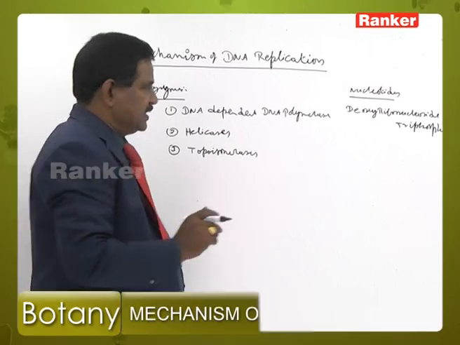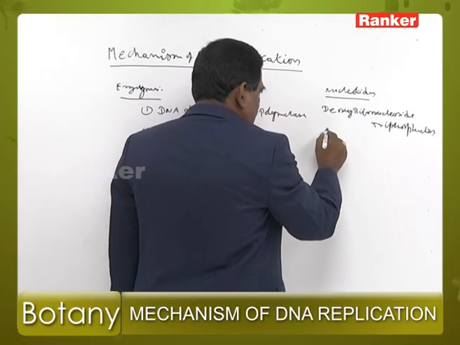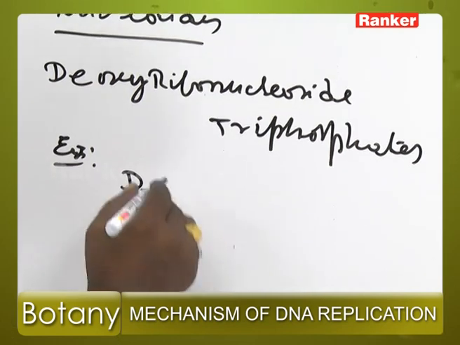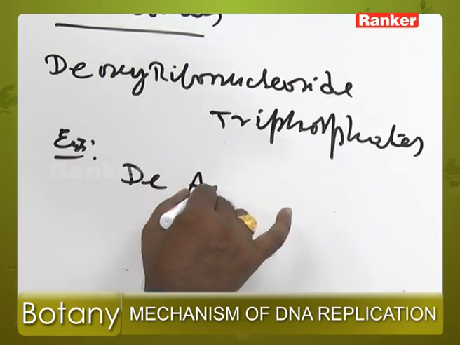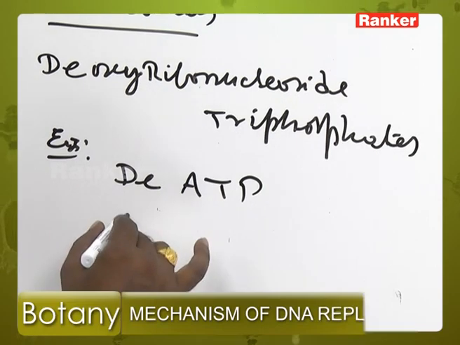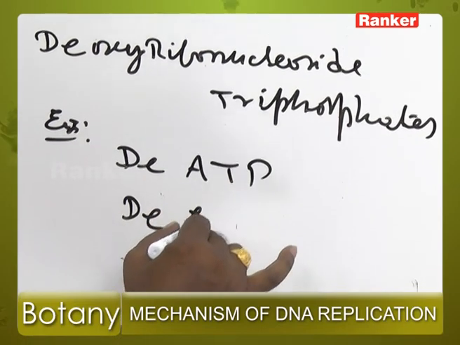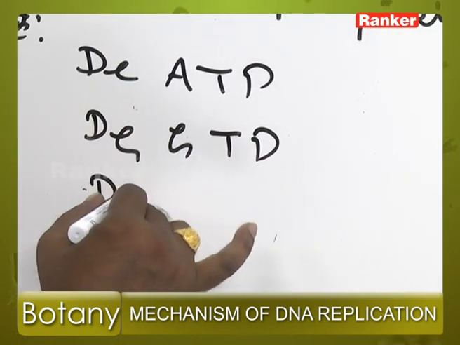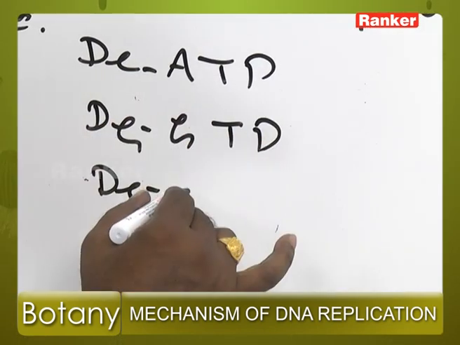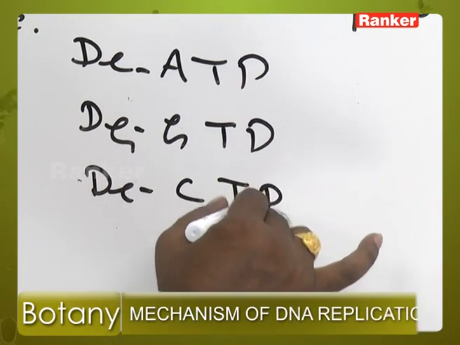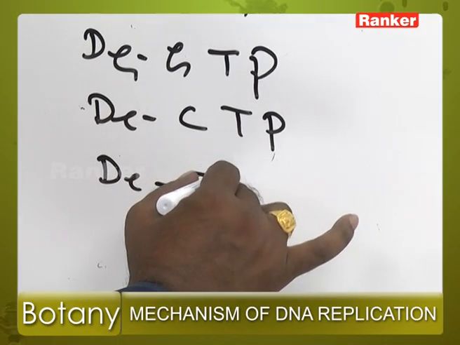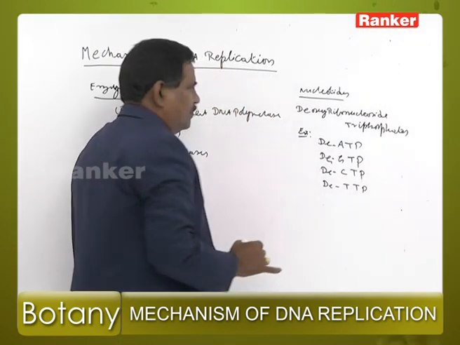Deoxyribonucleoside triphosphates. What are those? Example: deoxyadenosine triphosphate, deoxyguanosine triphosphate, deoxycytidine triphosphate, deoxythymidine triphosphate.